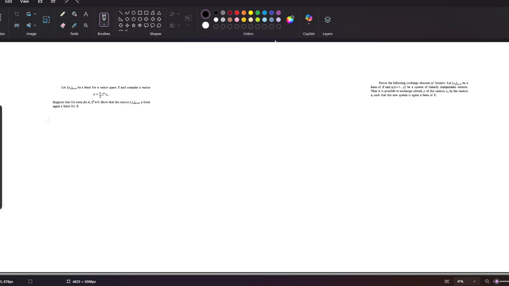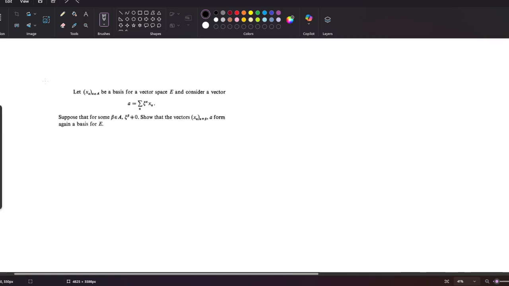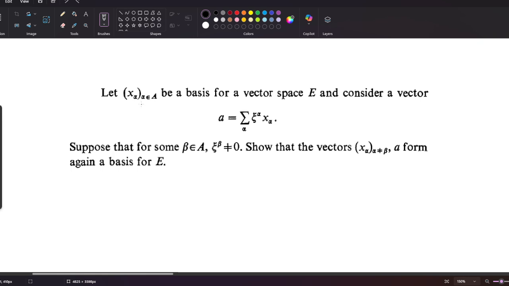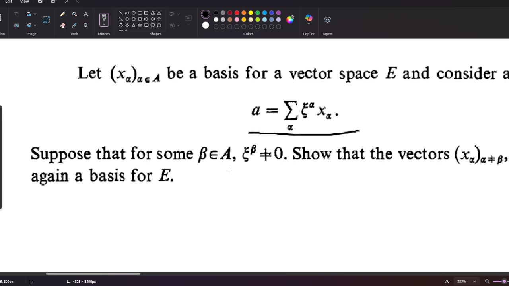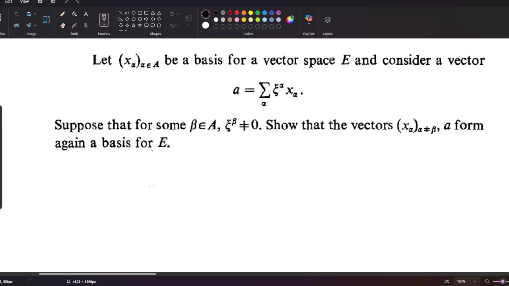Hello, we have two linear algebra problems. Let's begin with the first one. We have a basis for vector space E. We have some vector in that vector space. And we have to show that if there's a beta in the decomposition, the linear coefficient that is not equal to zero, then if we were to substitute x beta for this vector, the basis would still be a basis.